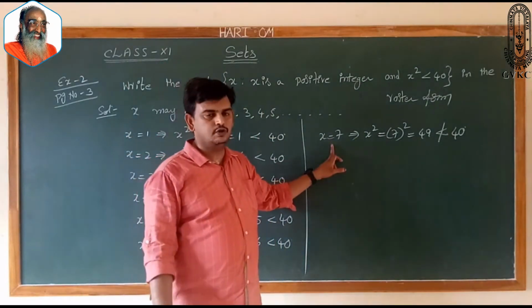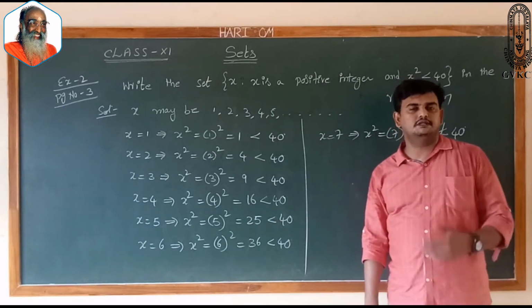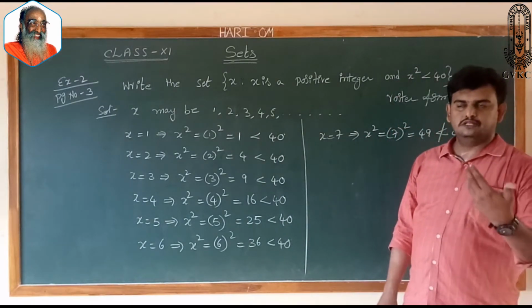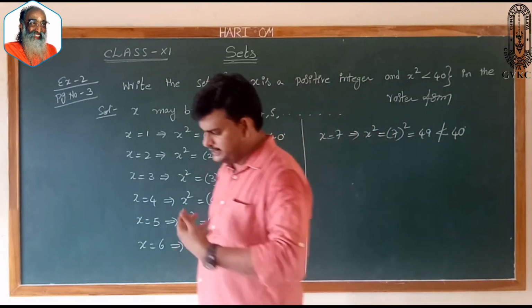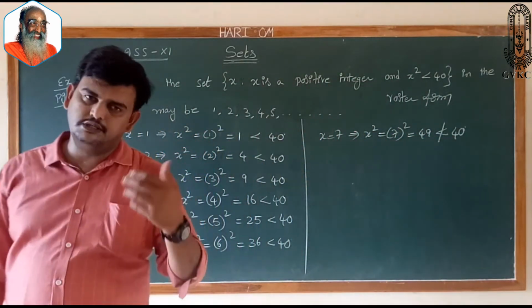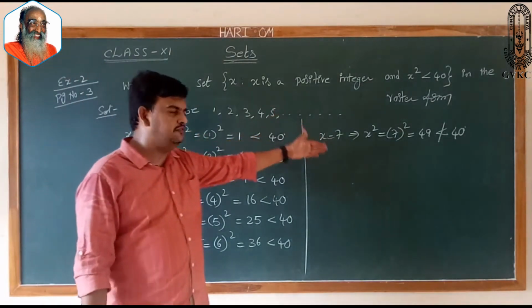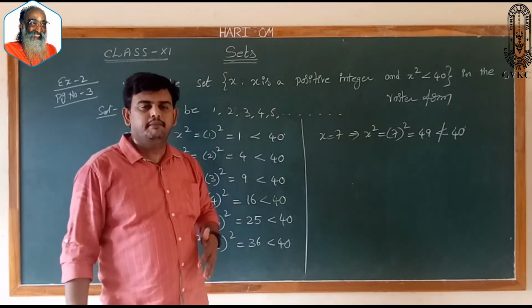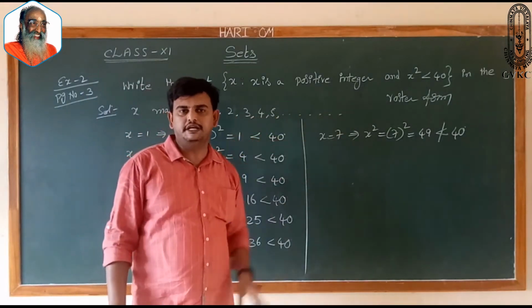When we take x is equal to 7, what do we have? 49, which is greater than 40. When we take x is equal to 8, 8 square, 64, is also greater than 40. Like that, from 7 onwards, every number does not satisfy this condition.